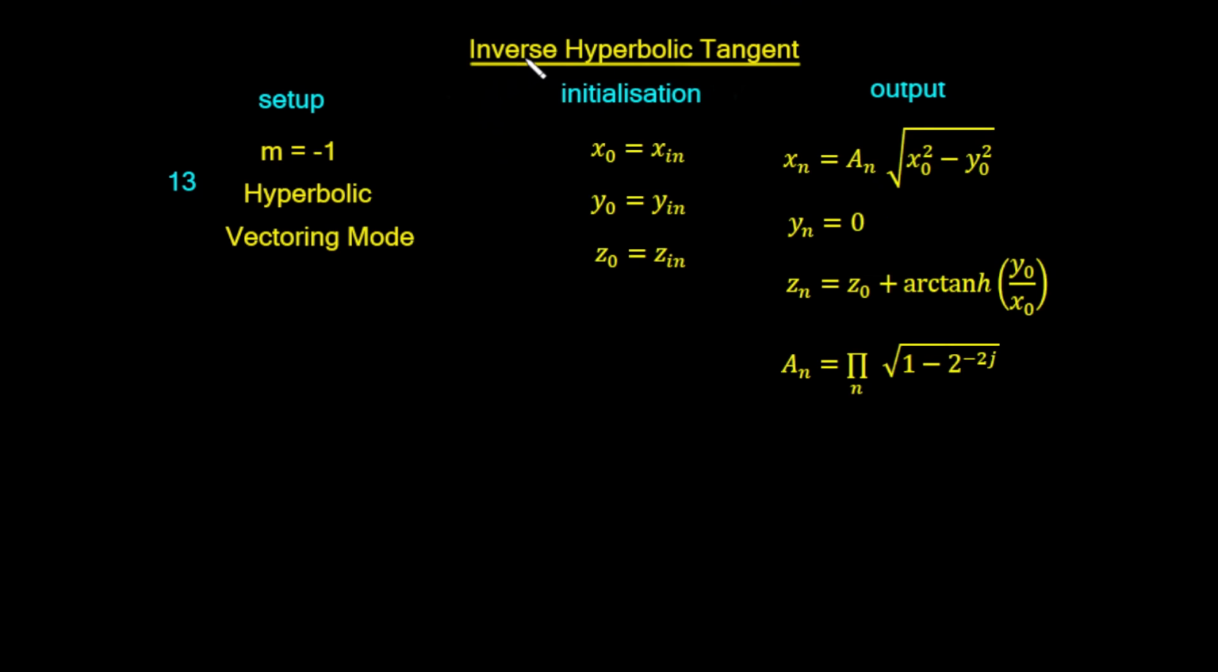We can generate our inverse hyperbolic tangent using m equals -1, so we're in hyperbolic and we're in vectoring mode. The final output zn is going to give us the arctan of y0 upon x0. Now, in order to generate the inverse hyperbolic cosine and sine functions, we're going to have to use a few extra processes. So let's have a look at those processes next.